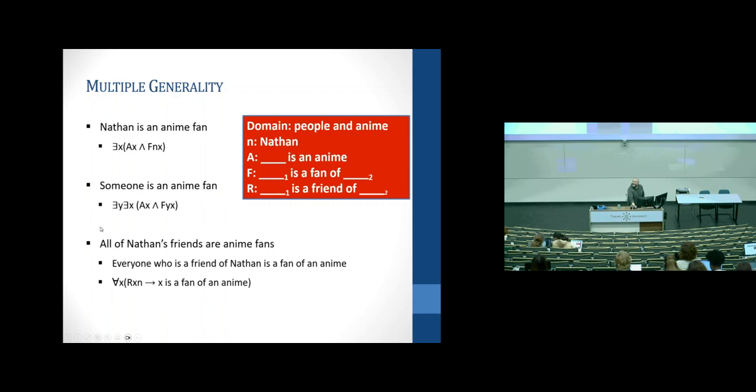Gonna look a hell of a lot like that, right? Just that we're gonna plug our X in as the fan, and our Y is going to be the anime X is a fan of. So we get this. What does this tell us? This says, hey, for everything in the domain, if X is a friend of mine, then there is some object in the domain that is an anime, and our X is a fan of it.